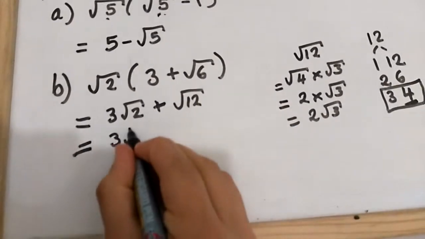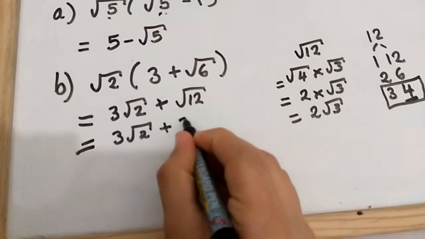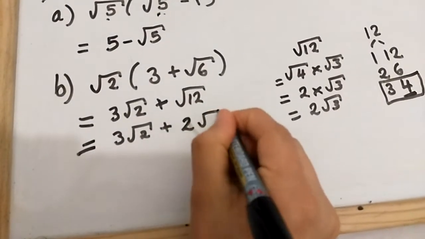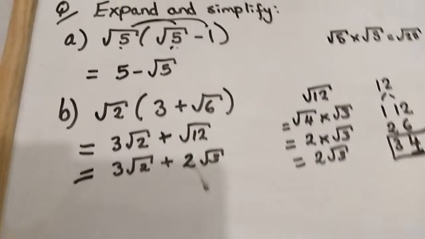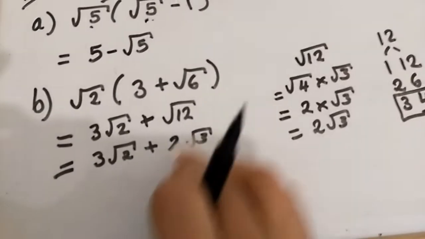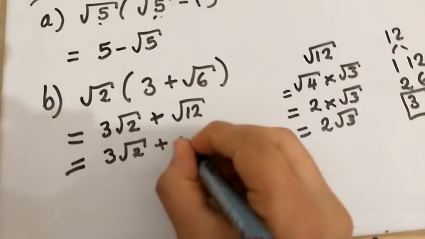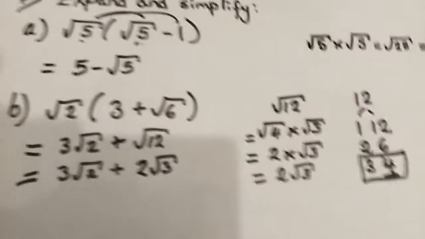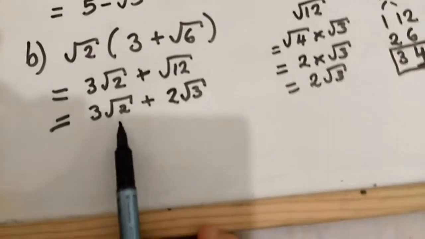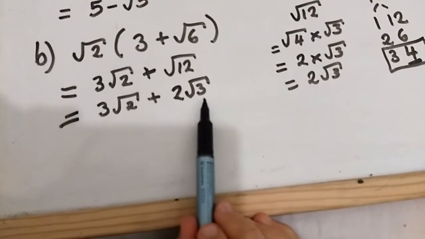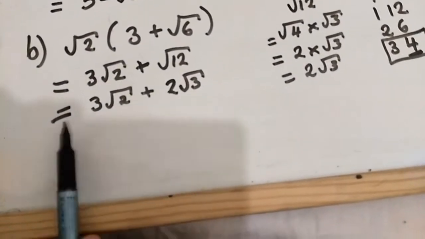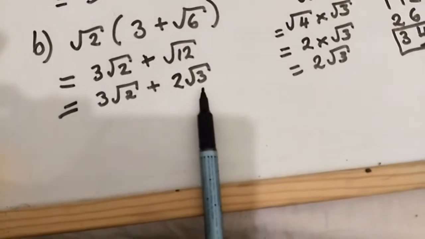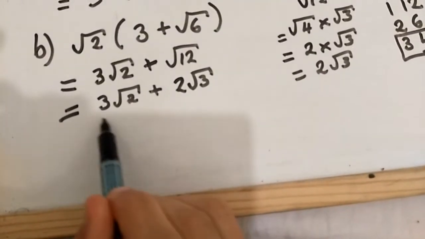So 3 root 2 plus 2 root 3. I'll just write that out again, with 2 root 3 in there. Now remember the rules of adding and subtracting surds. These are not the same surds, so we're not able to add them. It's just as if we had 3x plus 2y. We can't add them. So that's the final answer.